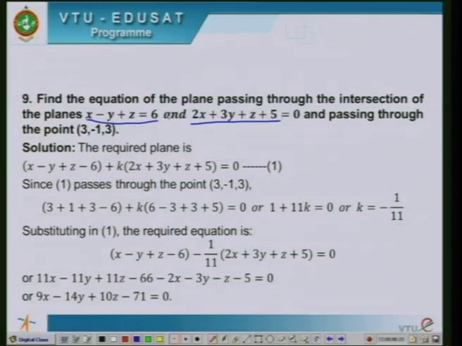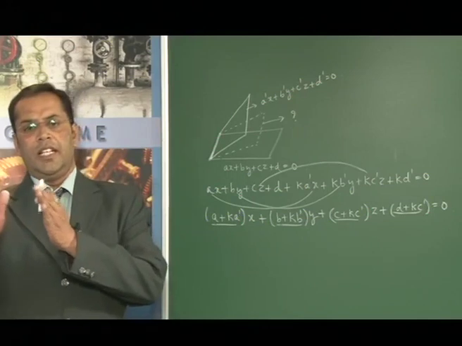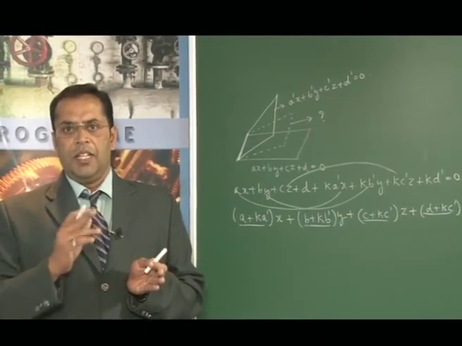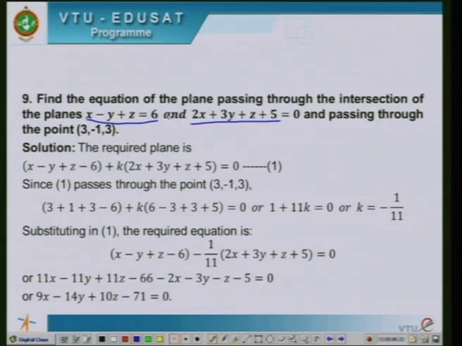equal to 0. Always remember that when you write the general form of the plane, in its final form, the RHS should be 0. So, you take the 6 in the RHS to LHS and write it as x minus y plus z minus 6 equal to 0. The second plane equation is 2x plus 3y plus z plus 5 equal to 0.